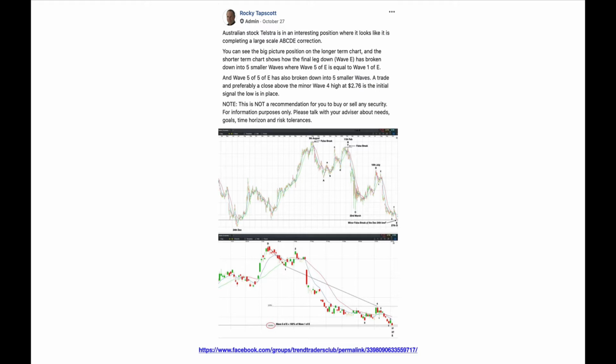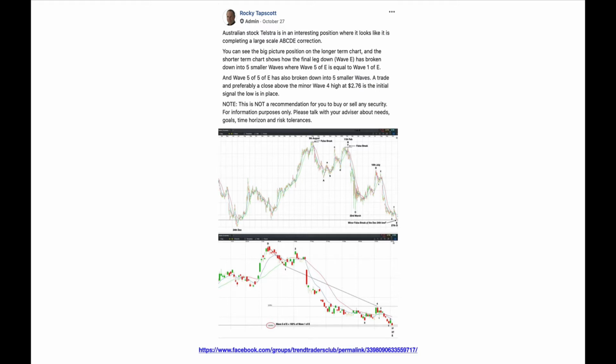Don't worry, I'll go through all this in detail for you to show you what I'm talking about. And then wave 5 of E, which is the last leg down, has also broken down into 5 smaller waves. When you see something like this, what you're looking for is a reason to get long out of the low, because this is a really good setup that allows you to get set very close to the end of a big trend. And I said a trade and preferably a close above the minor wave 4 high at $2.76 is the initial signal the low is in place.